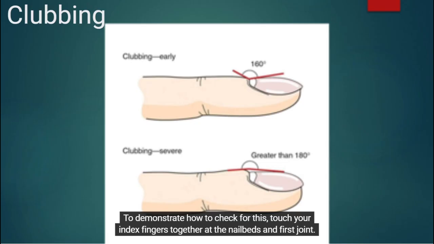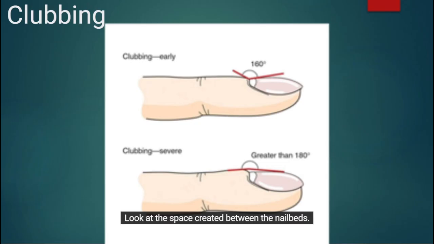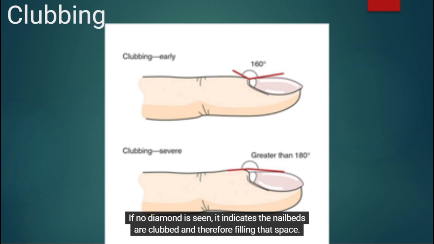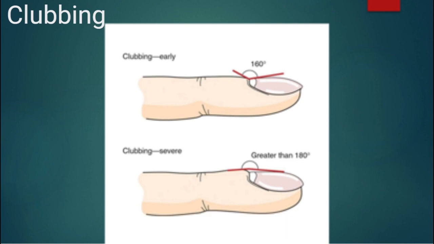To demonstrate how to check for this, touch your index fingers together at the nail beds and first joint. Look at the space created between the nail beds. Do you see a diamond? If so, that is normal. If no diamond is seen, it indicates the nail beds are clubbed and therefore filling that space.